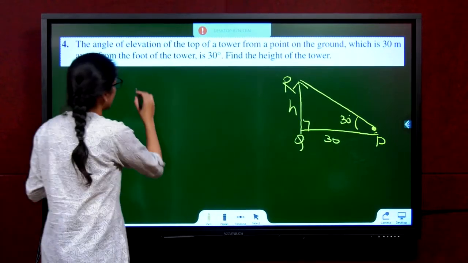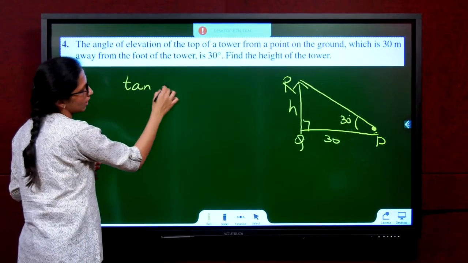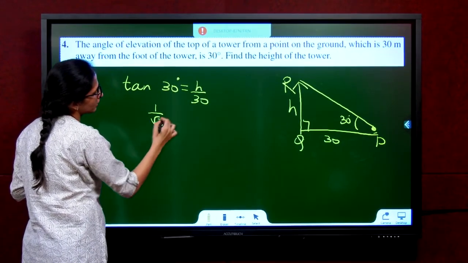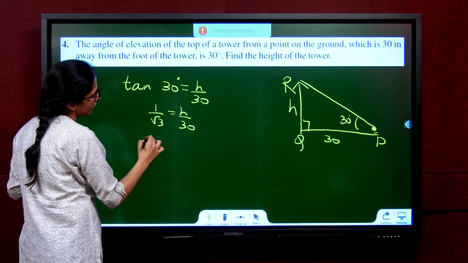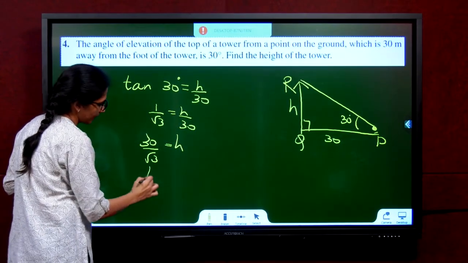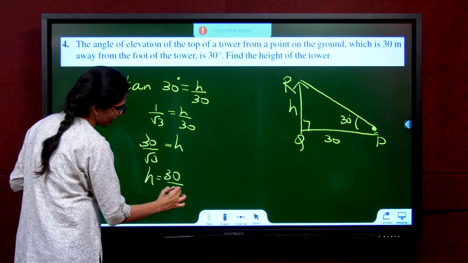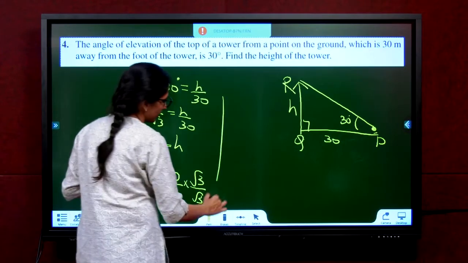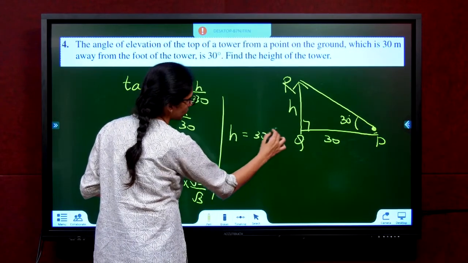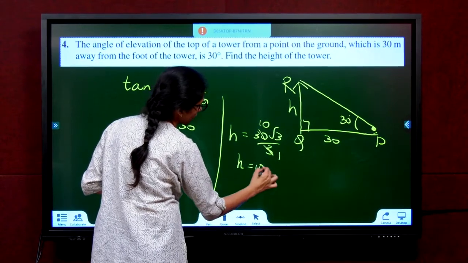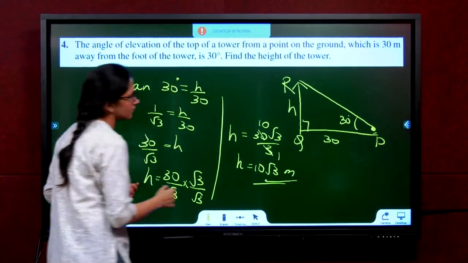Very easy. In triangle PQR, tan 30 degree is equal to h by 30. 1 by root 3 is equal to h by 30. 30 by root 3 is equal to h. Multiply and divide with root 3 to rationalize. And then we get h is equal to 30 root 3 by 3. 3 tens are 30, so h is equal to 10 root 3 meters.